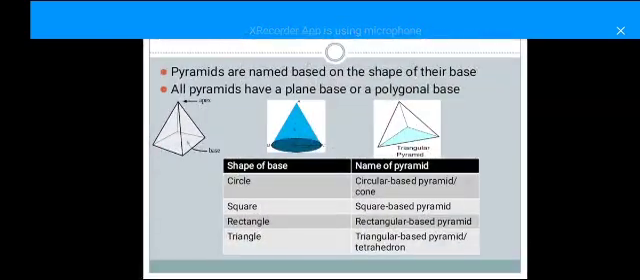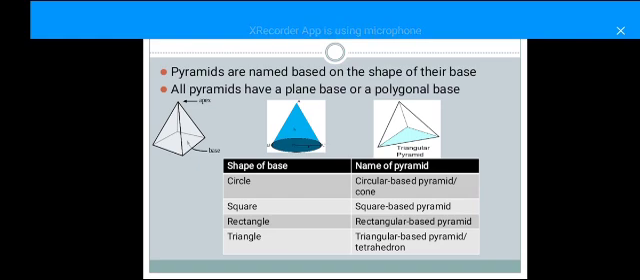And now, how do we name pyramids? We've had so many names of pyramids: cone, square base pyramid, rectangular base pyramid. But I want to point our attention to how the names are derived. The name of the pyramid is derived basically from the shape of the base, that is from the polygonal base.